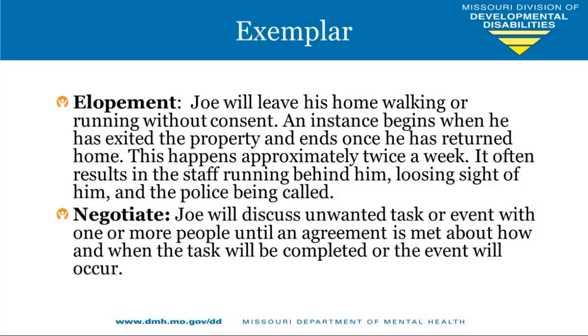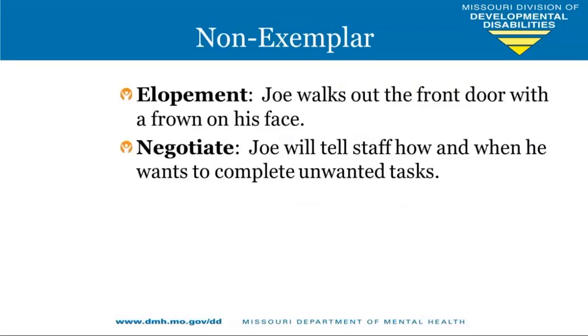So key things to look at, and Heike, if you could go back one more to the non-exemplars. So we have elopement and negotiate, the same behaviors, but some specific problems with this non-example is that, can you think of any circumstance where Joe might walk out the front door with a frown on his face that you wouldn't consider to be elopement? I can. And so that definition is not tight enough. So many things fit into that. He could be going to the doctor with staff, and this would be a desirable thing, but he doesn't want to go, so he's frowning. Should staff count that as elopement, as a behavior? And would we want to reduce that?